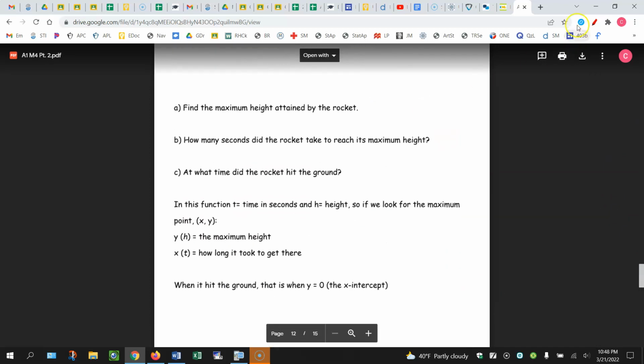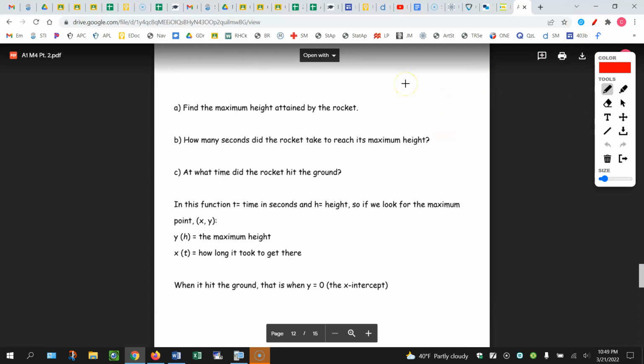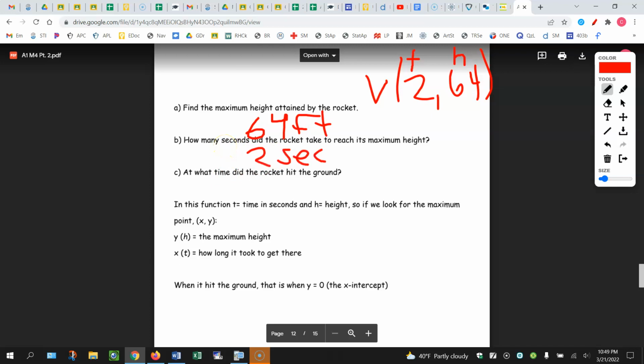Okay. We just got a vertex of 2, 64. We've done some work with vertex before. So remember, X is the time in seconds, Y is the height in feet. So the maximum height is 64 feet. Pardon my handwriting here. How many seconds did it take to reach the max height? It took 2 seconds to reach the max height.